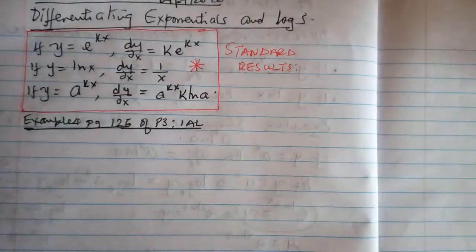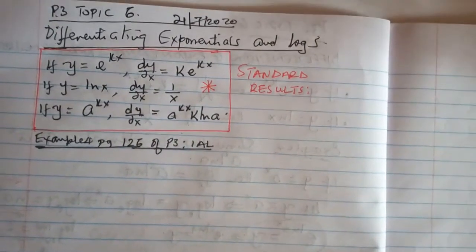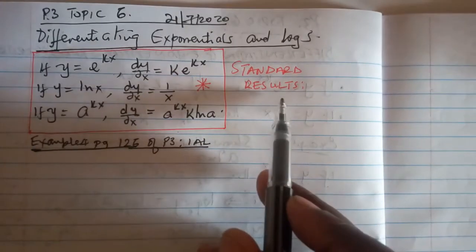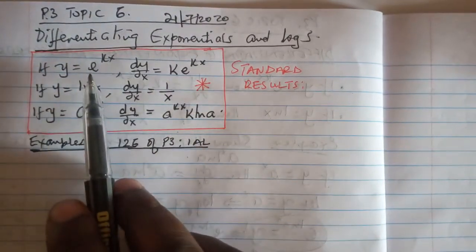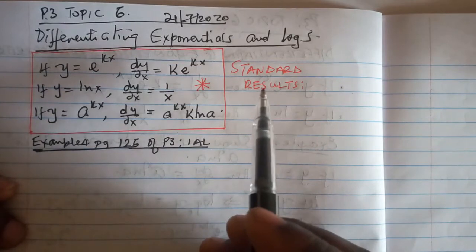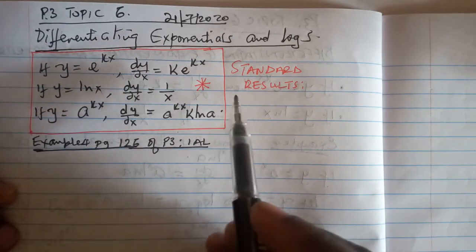Page 126. And in this video, I want us to apply the standard results of some very important and critical differentials to explain example 4.